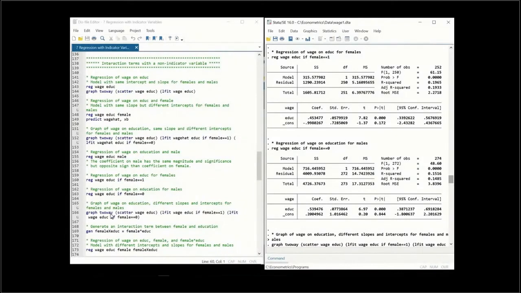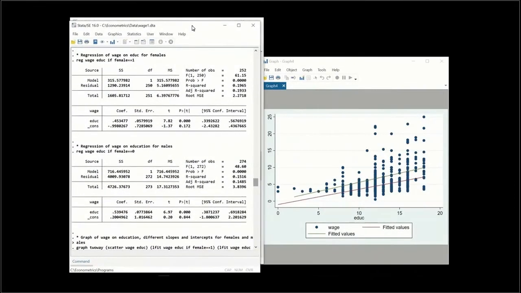So the next thing is let's graph two-way, and then we will use the scatter for wage against education, and we will do this for female equals 1 and for male equals 0. So we would basically be plotting these two separate regression lines for males and females. That's going to be the last graph here. And that's what we're going to find here.